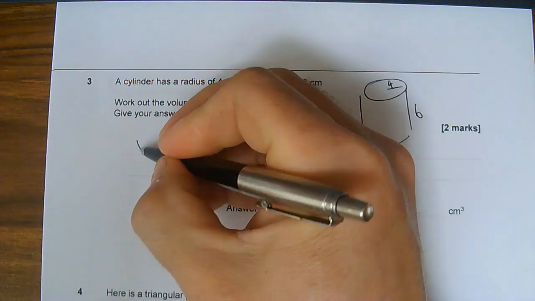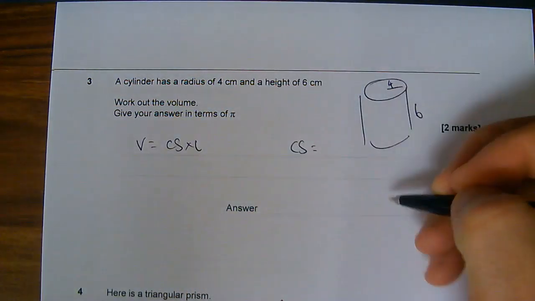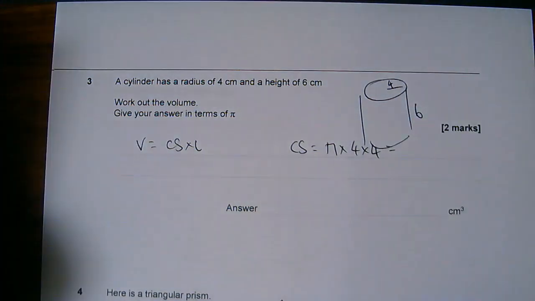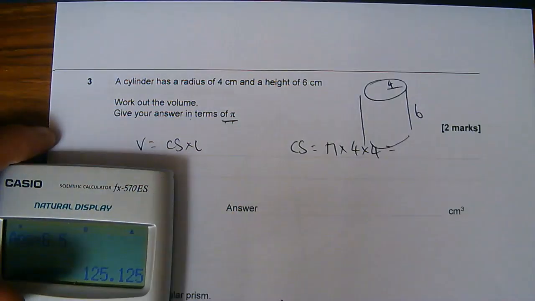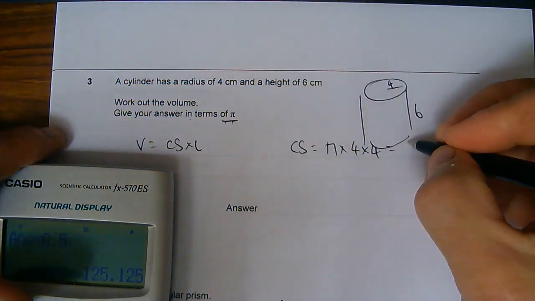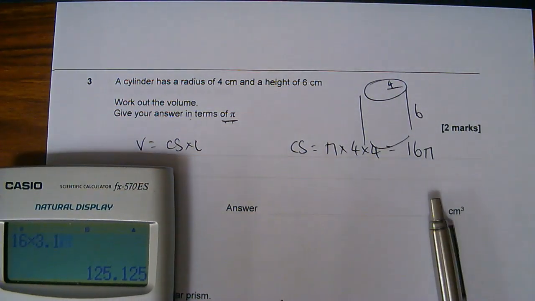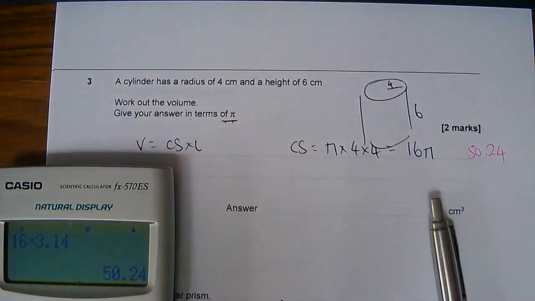My formula is still volume equals cross section times length. My cross section, being a circle, is pi times radius squared, so we can work that out straight away. And it says leave your answer in terms of pi. So pi times 4 is 16 pi. If you have worked it out, you should have 50.24.